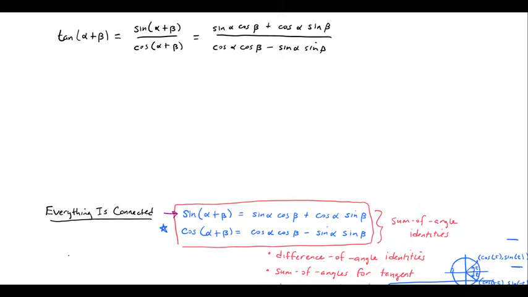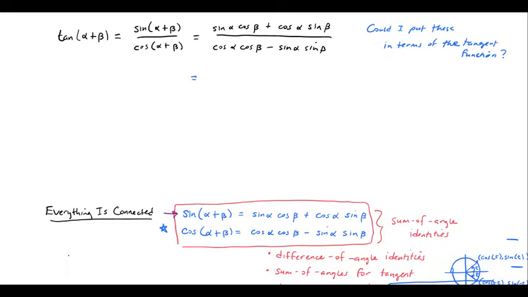But now here's a question. Could I put all of this, could I put these in terms of the tangent function? And it turns out the answer is absolutely we can. It takes a little bit of clever algebra, but it is very doable.